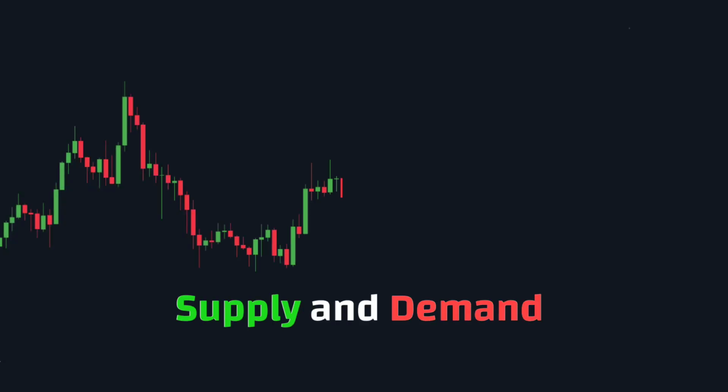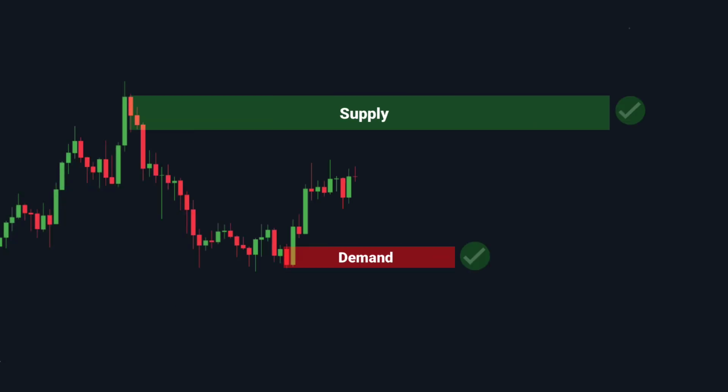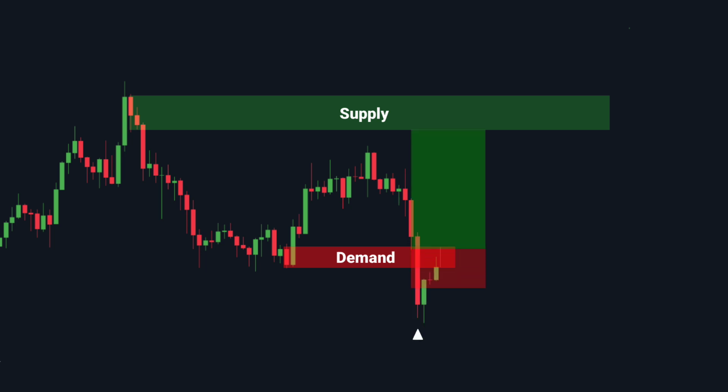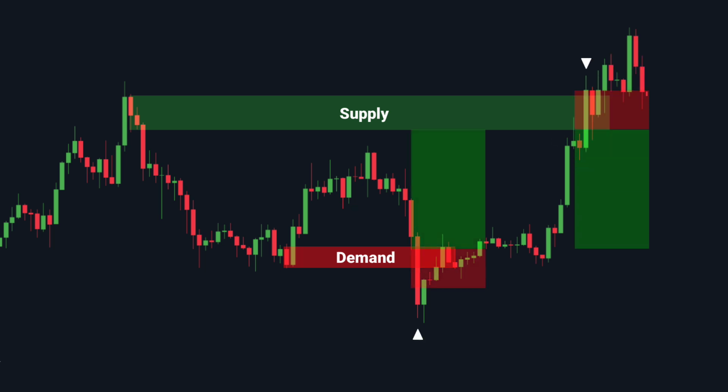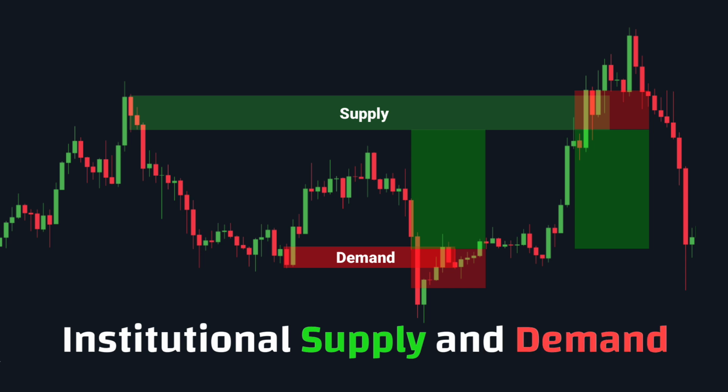You learn supply and demand, you mark your zones, and everything looks perfect. You see price reach your demand, you take the buy, and your stop gets hit. Later, price reaches your supply, you take the sell, and your stop gets hit again. Only after both entries fail, price moves exactly in the direction you expected. This isn't bad trading. This is institutional supply and demand.